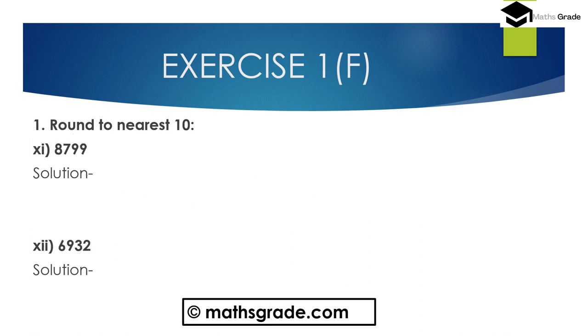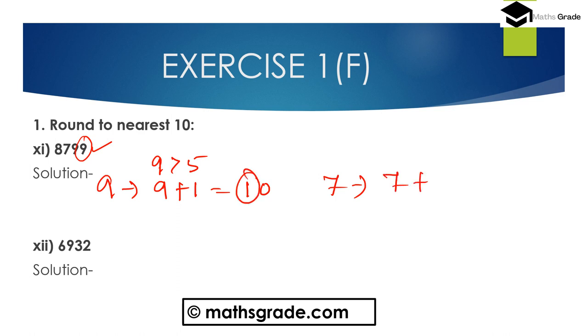Now 11th bit, 8799. We have to round this number 8799 to the nearest 10. When we round any number to the nearest 10, first look at the unit place digit. Here the unit place digit is 9 and 9 is greater than 5. So just add 1 to the tens place digit. Here the tens place digit is 9, 9 changes to 9 plus 1, and 9 plus 1 is 10. And this hundreds place digit 7 changes with this carry over 1 added to this hundreds place digit.